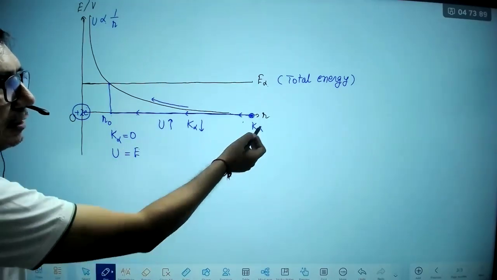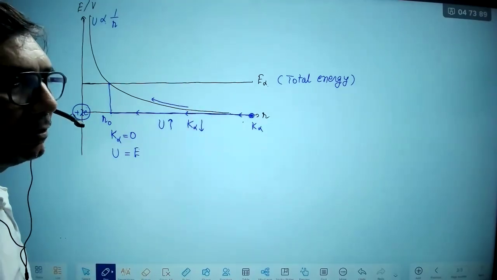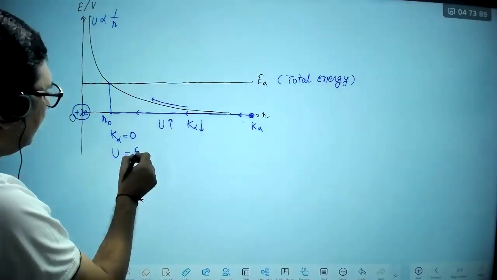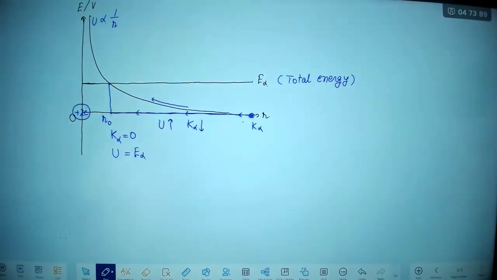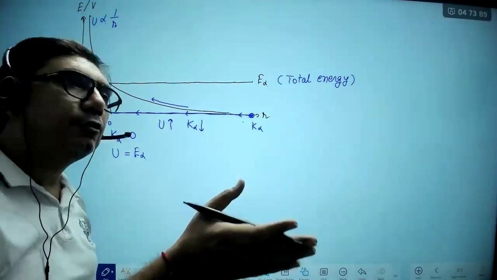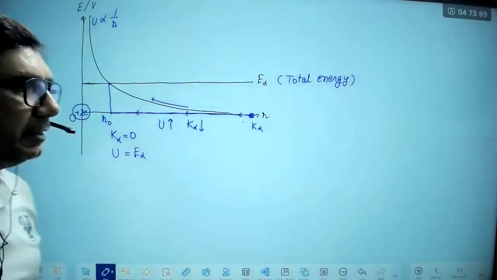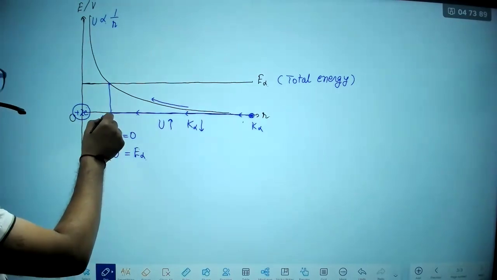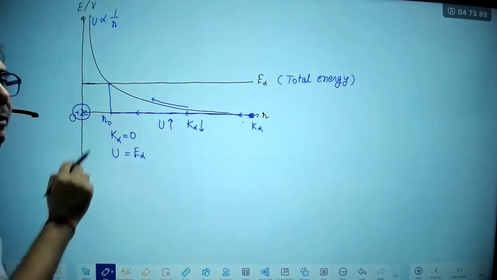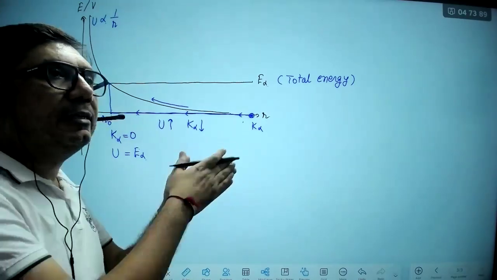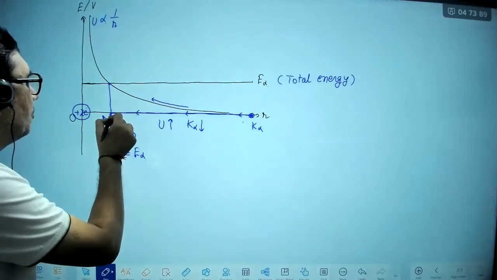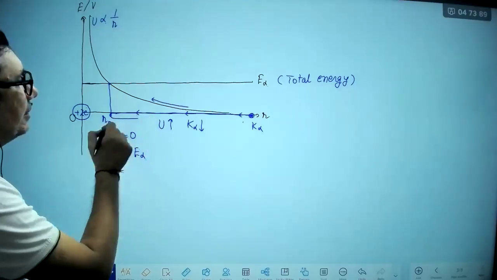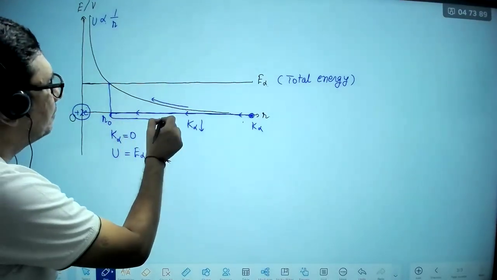And what was the total energy? Total energy was K alpha. This will be equal to E alpha, you can say. So potential energy will become equal to E alpha. This kinetic energy is totally converted into potential energy. Here, at this position, the particle will be at rest for a moment, and then it will change its direction of motion. It will be reflected back from this point like this, and then move in this direction.